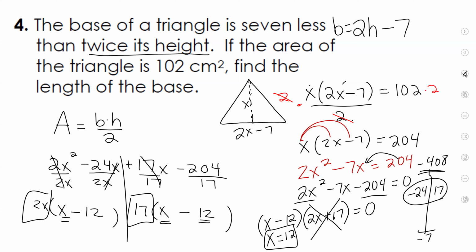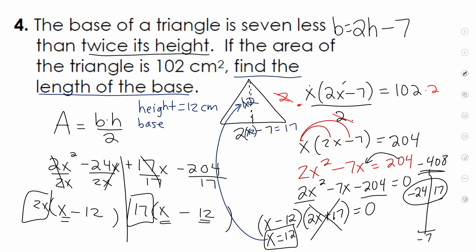So guys, look. I know that the height of my triangle is 12. What would the base be? What's 2 times 12 minus 7? Perfect. So guys, my dimensions are, the height is 12 centimeters, and the base, oh, the question asks for the base. It says find the base. So the base is 17 centimeters. So this is our answer. It wants to know what the base of the triangle is. The base is 17.